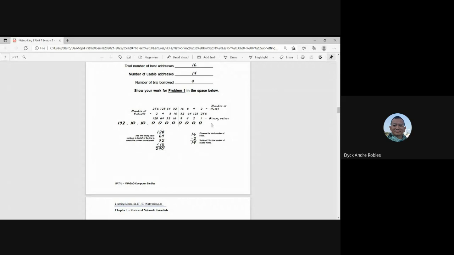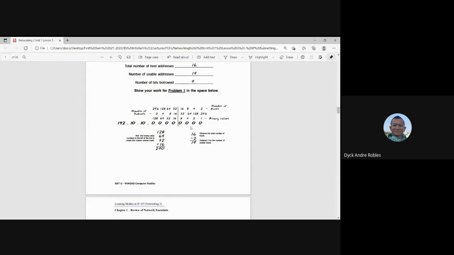So we are going to make a table here with 3 rows: the binary values, the number of subnets, and the number of hosts. The binary values are called the powers of 2: 1, 2, 4, 8, 16, 32, 64, up to 128. So 2 raised to 7 is equal to 128.